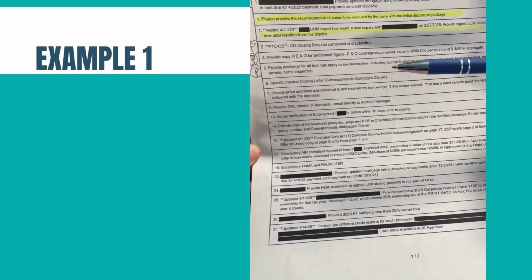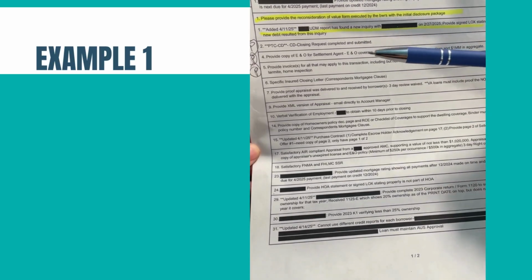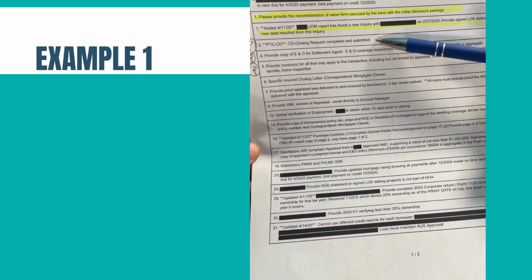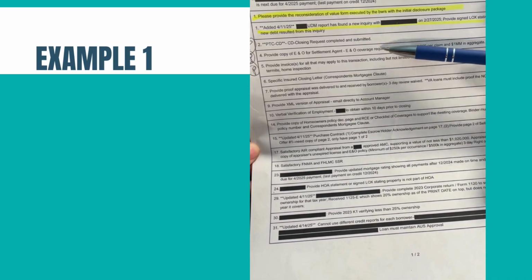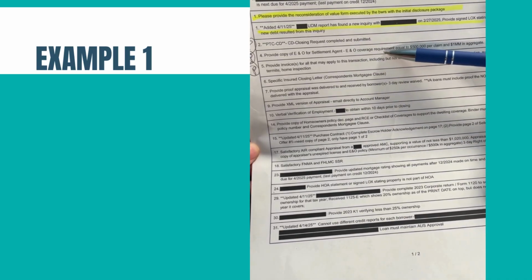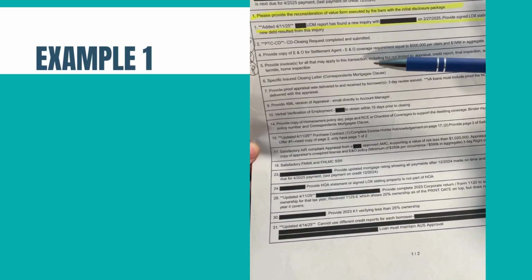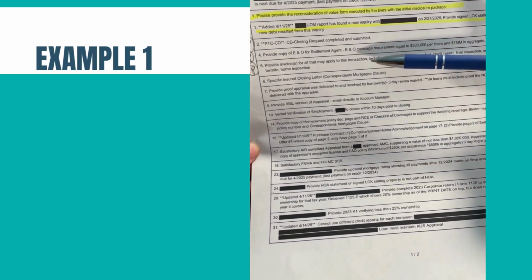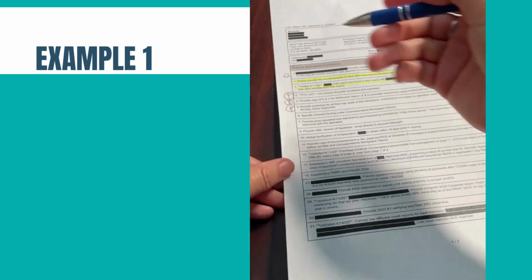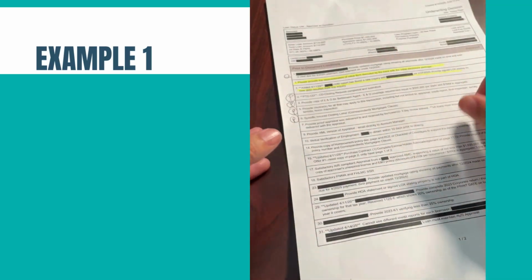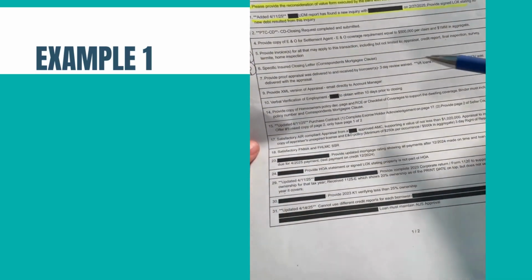Then I have a few conditions here that, based on my relationship with the processor, they're going to take care of. They're going to take care of the closing disclosure request form, anything from the settlement agent, the title company, the insurance company. Invoices, they're going to take care of that. Closing protection letter, this is a title condition, so I'm going to put that this is a P. That's for the processor to take care of.